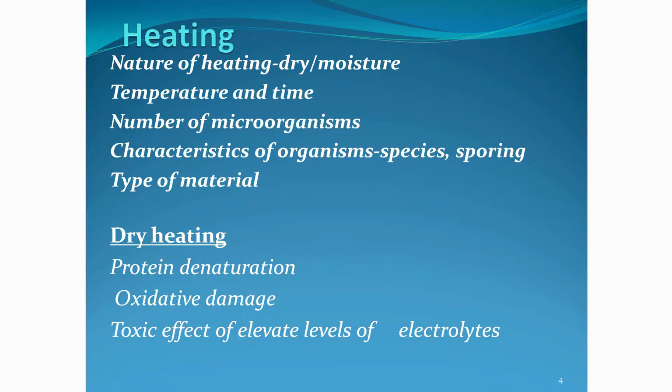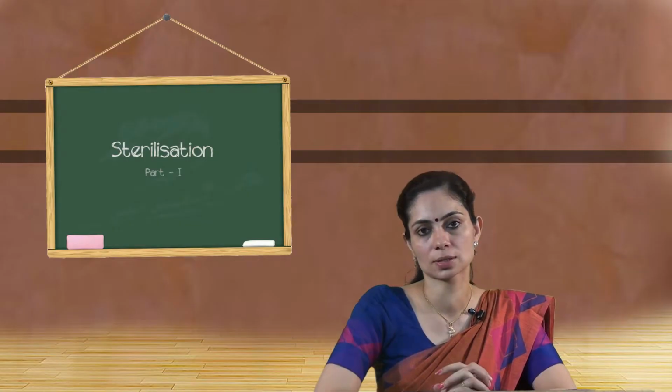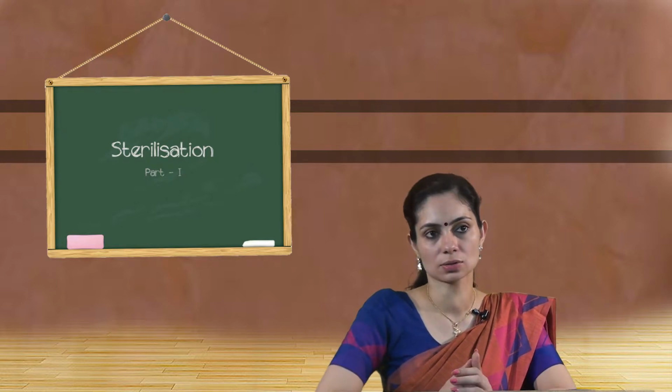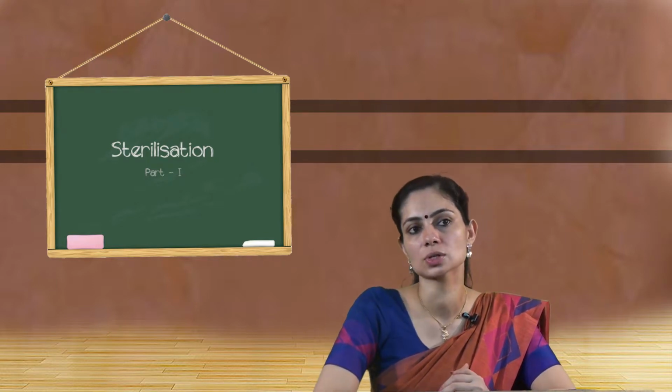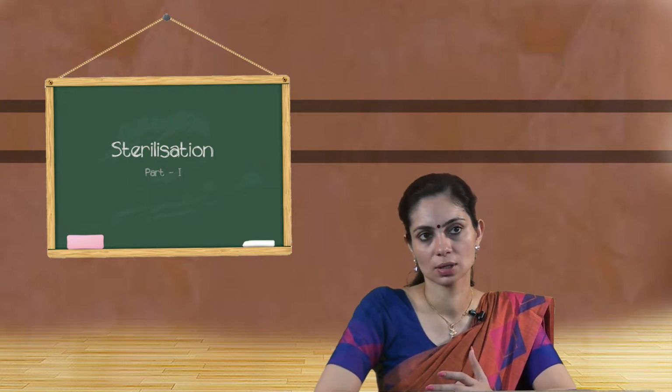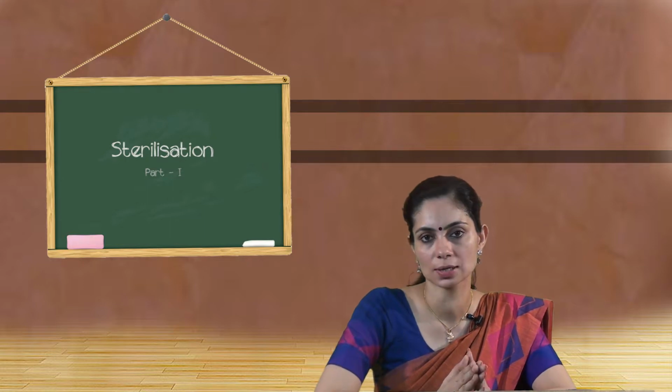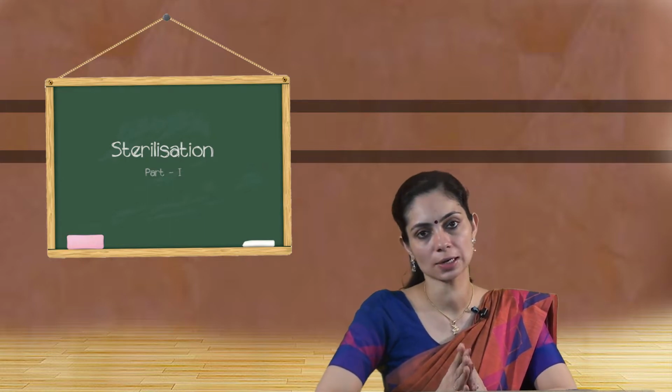Under physical methods, we have heating, filtration and radiation. These are the most important methods under physical methods of sterilization. Coming to heating, the principle of heating is that it leads to protein denaturation of the organism. The heating method of sterilization depends on various factors. First, whether we are using dry heat or moist heat. That way we can classify heating methods into the dry heat method and the moist heat method of sterilization.